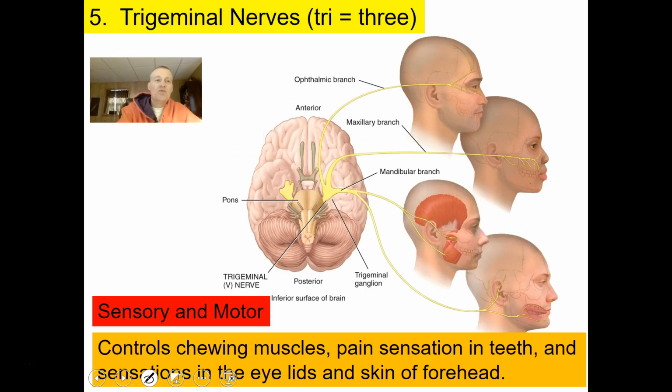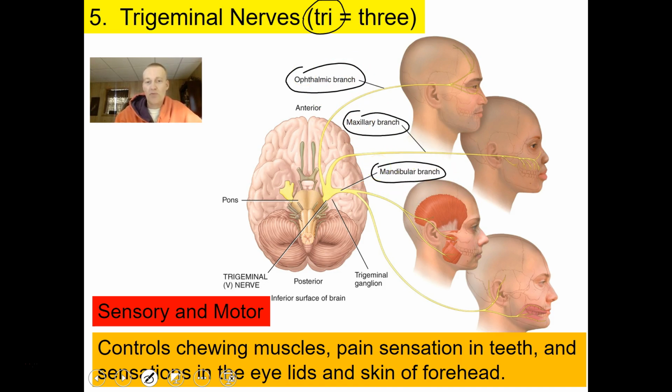All right, well, cranial nerve number 5 is the trigeminal nerve. Tri means 3. There's 3 branches to it. There's the ophthalmic branch, there is the maxillary branch, and there's the mandibular branch. Each of these branches of the one nerve called the trigeminal nerve are going to service different parts of your body. For example, the ophthalmic branch is going to service your forehead and eyelids and a little part of your nose, and that's going to be mainly sensory.